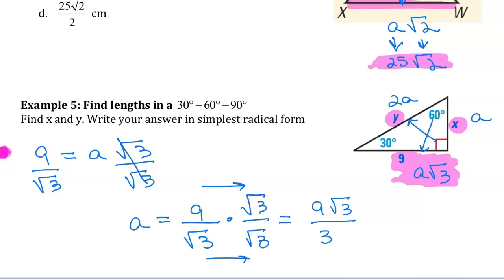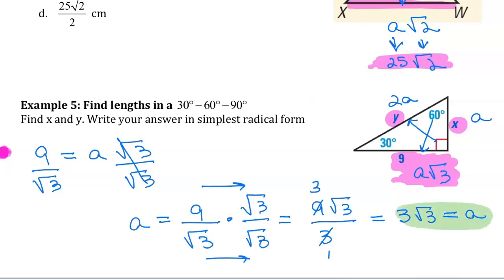Can I reduce the 9 and the 3? I can. 3 goes into itself 1 time. 3 goes into 9 3 times. You cannot go into that radical. It is not the same as the numbers outside. So therefore, you're getting 3 radical 3 equals my A. Okay, we'll highlight that in green.